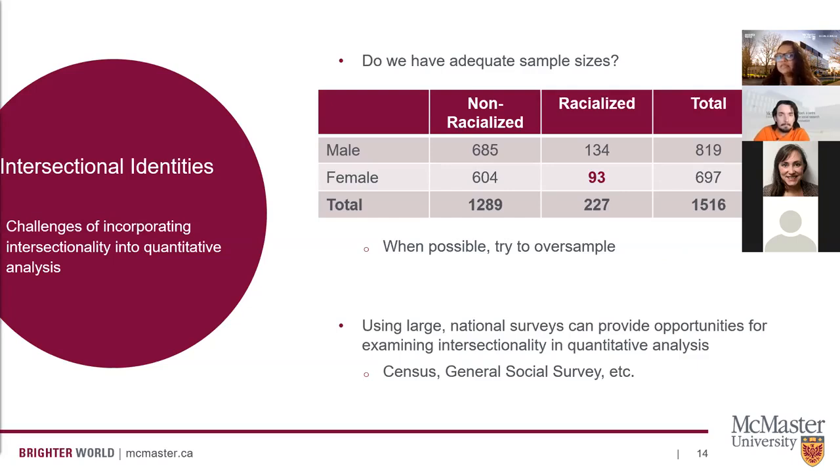So the solution to this is, when possible, we should try to oversample these groups. Whenever you design a survey and you have the opportunity to choose your sample, then you might want to try to get more from a particular group that's underrepresented so that you will have adequate sample size for analysis. The other solution is to use large national surveys because they can oftentimes provide opportunities for examining intersectionality. So things like the General Social Survey, the Canadian Community Health Survey, the census, those kinds of large surveys often have enough sample size for analysis.